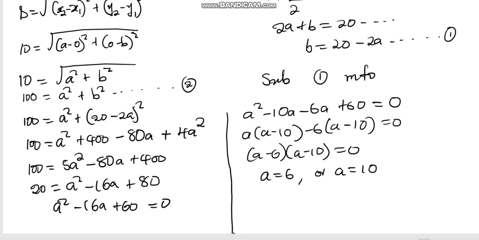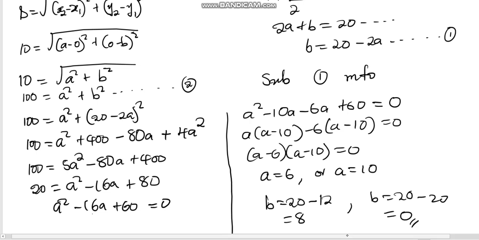So if that's the case there, we can just go ahead and find the value of b here. For b here, when a is equal to 6, we have 20 minus 12, that will be 8. Then this side, when a is equal to 10, we're going to have 20 minus 20, which will give us 0 there. So when a is equal to 6, b is equal to 8. When a is equal to 10, b is equal to 0.